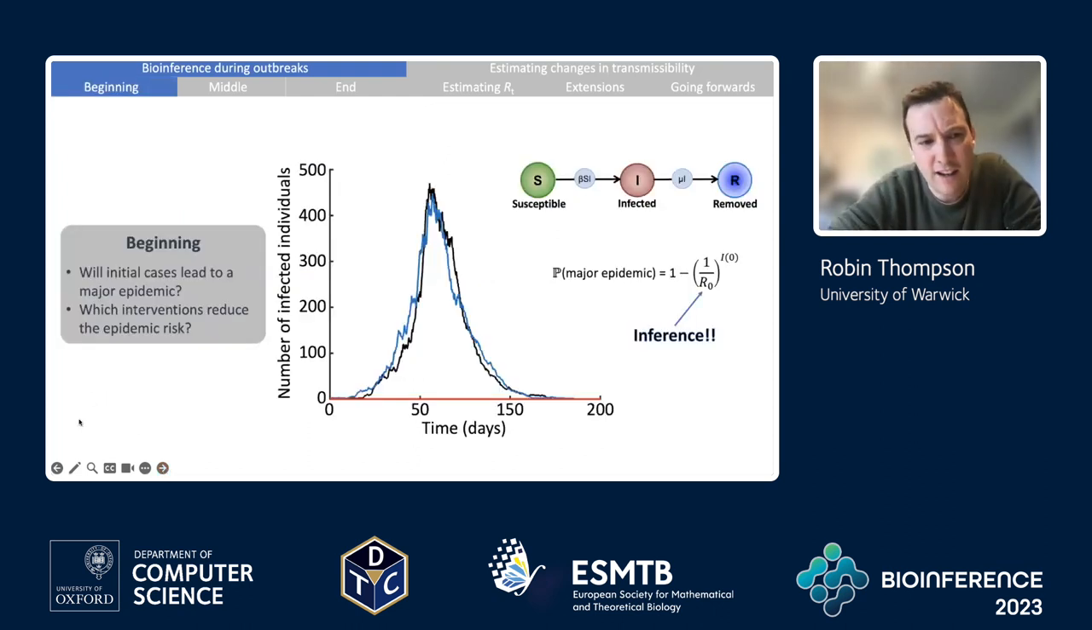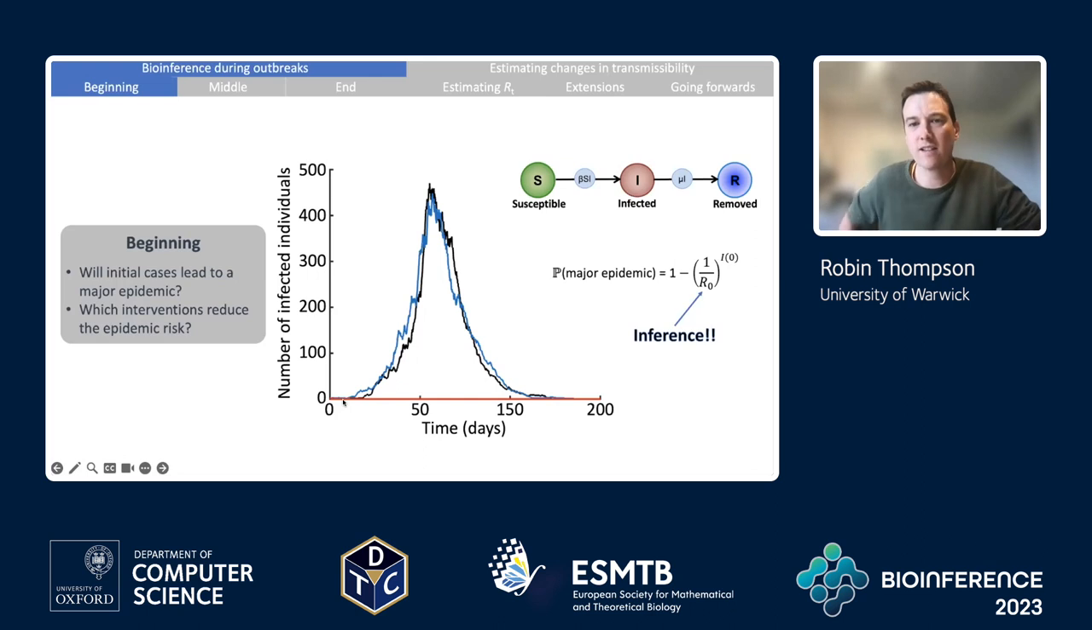So as I say, early in an outbreak, we're interested in questions like, are initial cases of disease arriving in a new host population going to lead on to a major epidemic with large numbers of cases? And there are a few ways you can look at addressing that question. The simplest way is just to run large numbers of simulations of a stochastic epidemiological model. So for example, you might start with just a single case, and you might run lots of simulations, and then some of your simulations might look like the blue and the black lines in this figure here, and some might look like the red line in this figure here.